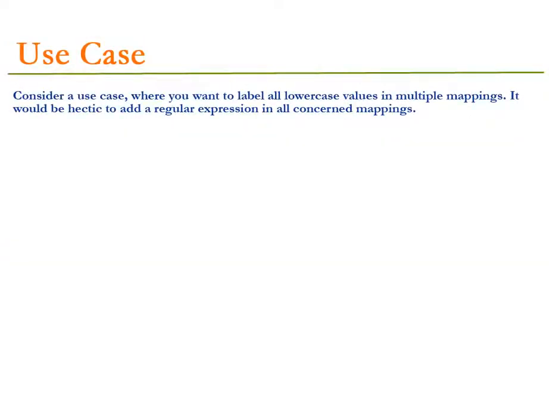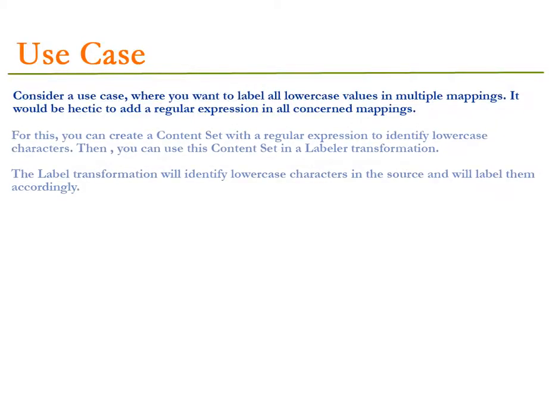Consider a use case where you want to label all lowercase values in multiple mappings. It would be hectic to add a regular expression in all concerned mappings. For this, you can create a content set with a regular expression to identify lowercase characters. Then, you can use this content set in a labeler transformation. The labeler transformation will identify lowercase characters in the source and will label them accordingly.